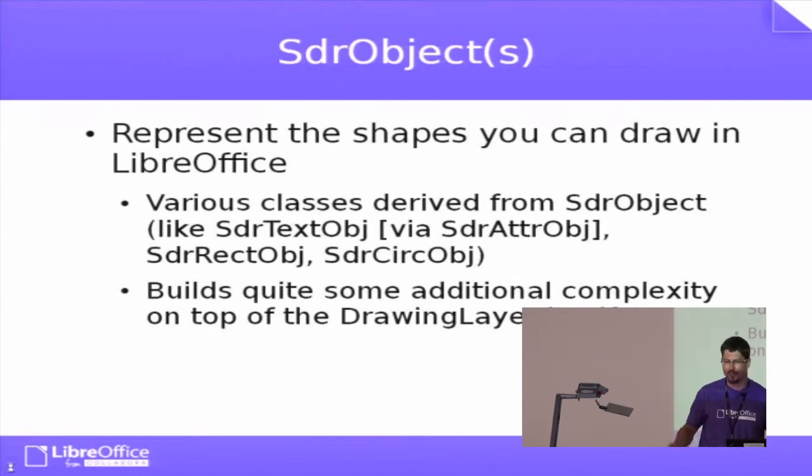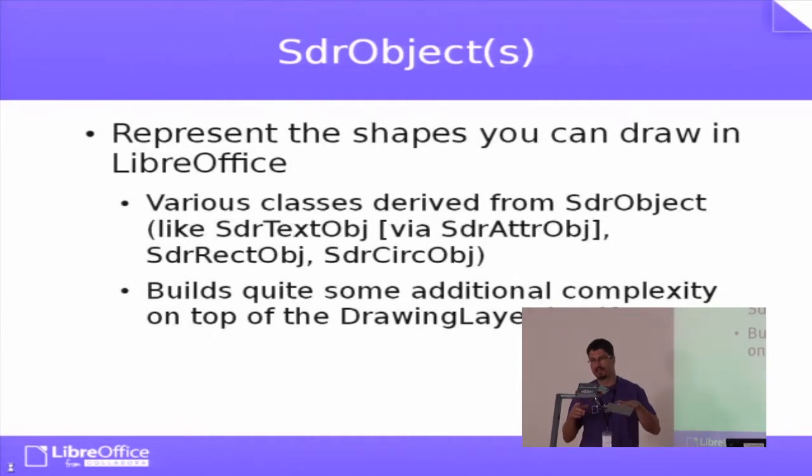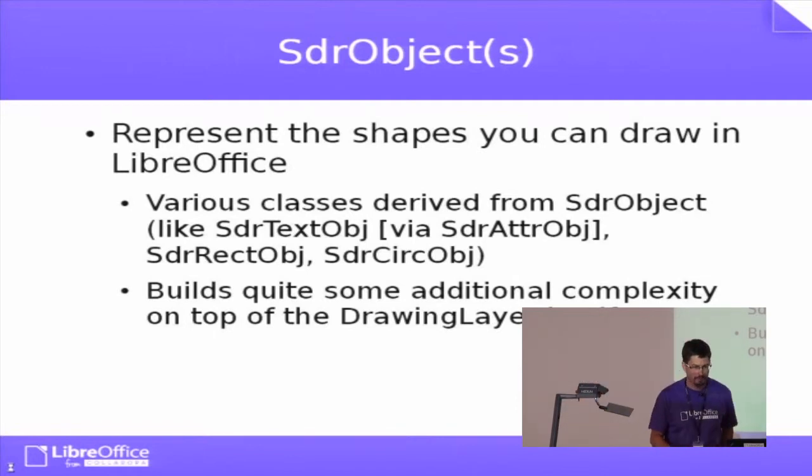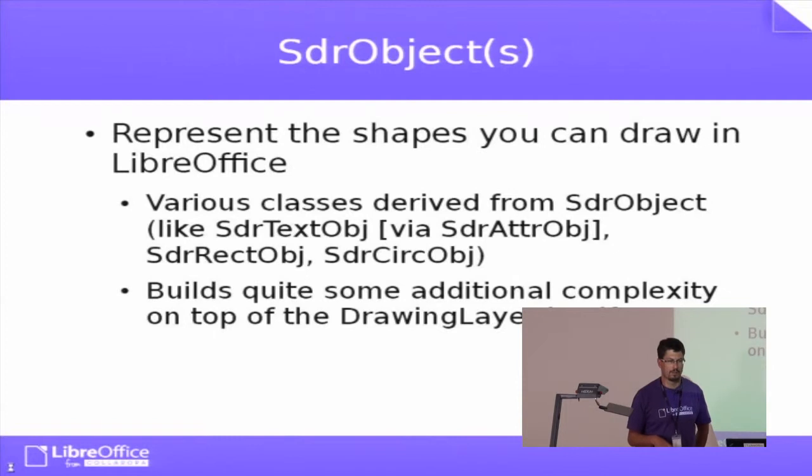But if you find more, please do extend the READMEs as well. So, SDR objects. These are, as I've said, objects that you have in various applications, and internally there's an abstract SDR object, but there are many SDR objects derived from that. So the hierarchy is quite deep as well here.